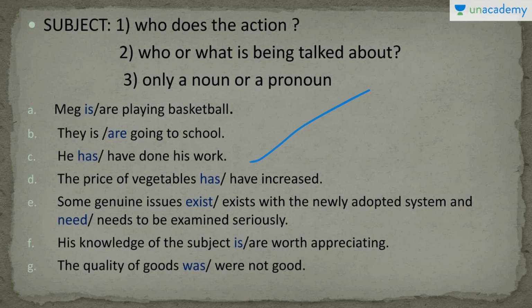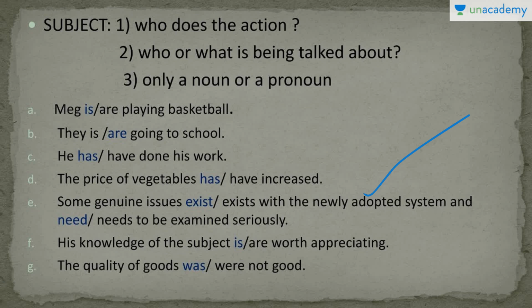Next, the price of vegetables has or have increased. Now, there is no action being done in the subject, so I need to find out what is the point of discussion. So, ask yourself, what has increased, the price or the vegetables? Of course, the price has increased, therefore, the main subject here is price. Now, since price is singular, I need a singular verb, and that is why I've chosen has, and therefore the sentence becomes the price of vegetables has increased.